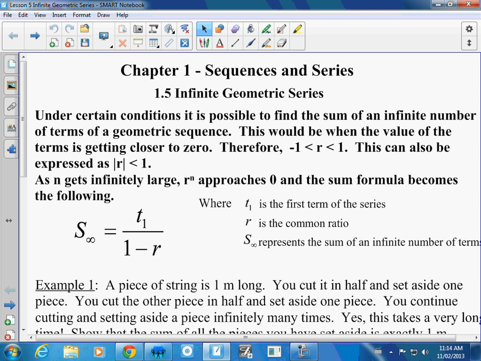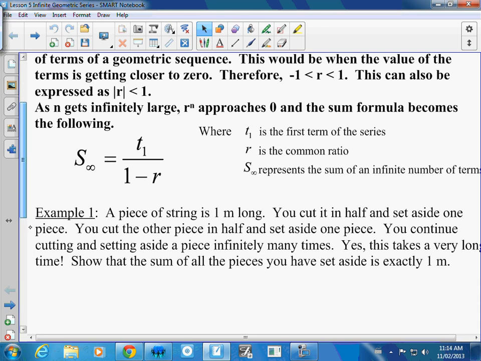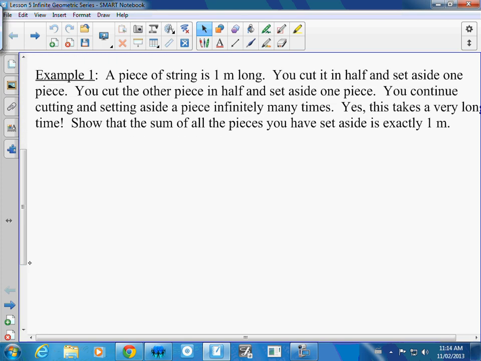Okay, so let me explain this whole thing by doing an example. This is really kind of an interesting way of looking at this. You have a piece of string. The piece of string is 1 meter in length. Okay? You take the piece of string and you cut it in half. How much do you have now? A half and a half.